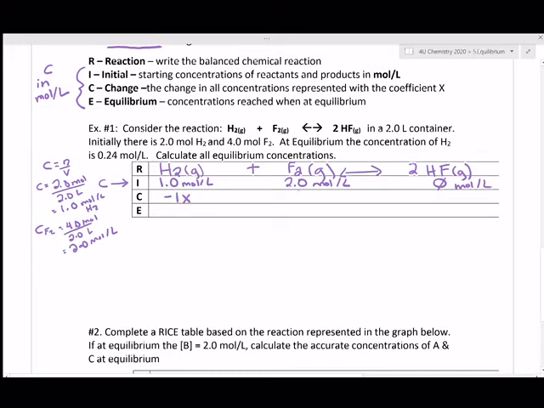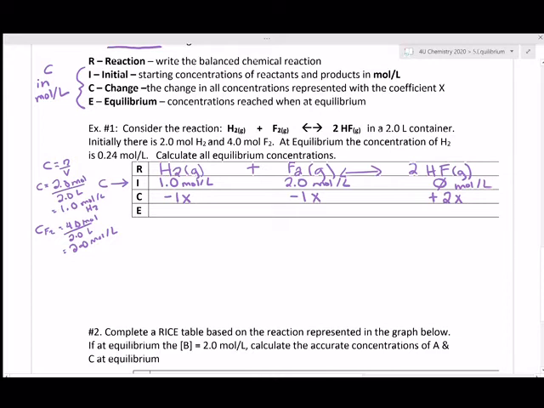Okay, this is also going to go down by minus 1x, and this is going to go up by 2 times x. We don't know what x is, but we do know you're going to get double. So these numbers, the 1, 1, 2, are coming from the coefficients of our balanced equation. So imaginary 1, 1, 2. Okay.